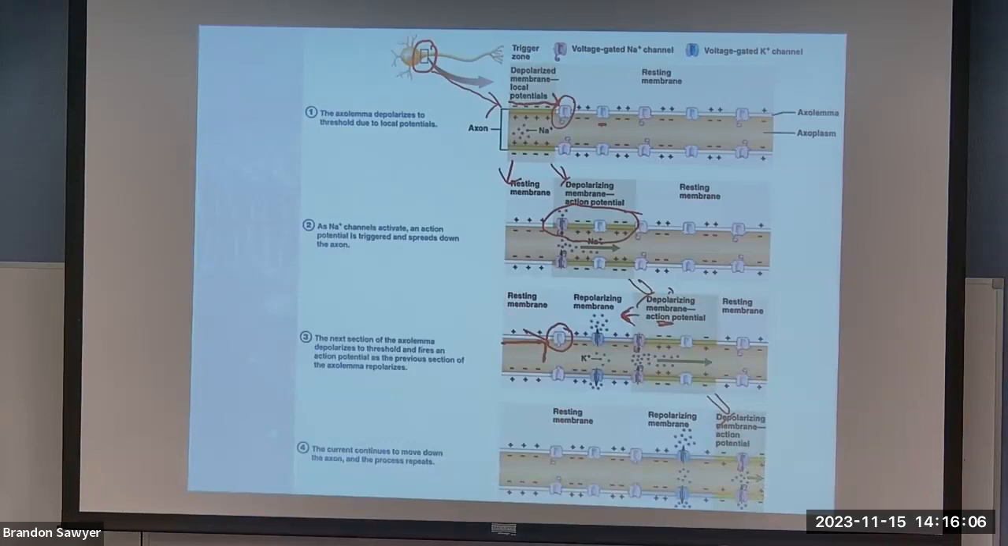Okay, so now we're depolarizing this part, and behind it is repolarized. Same thing here. Now we depolarize this part, and right behind it is repolarizing, so we can't move it back. So the action potential is only going to spread in one direction, which is helpful in a couple ways.